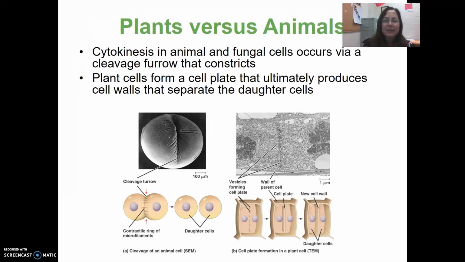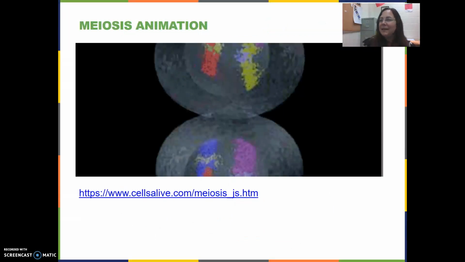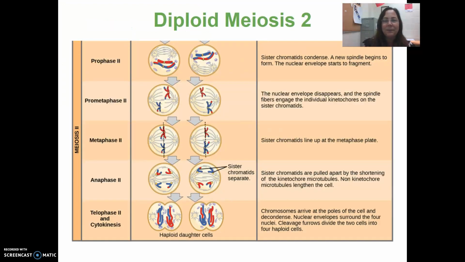Now, this shows you a difference in plants versus animals in cytokinesis, but it's very similar to what we talked about in mitosis. There is a cleavage furrow in animal cells and then a cell plate that forms in plant cells. This animation is on slide 14. I would encourage you to watch it. Slide 14. And now we're going to move on to the second division called meiosis two.